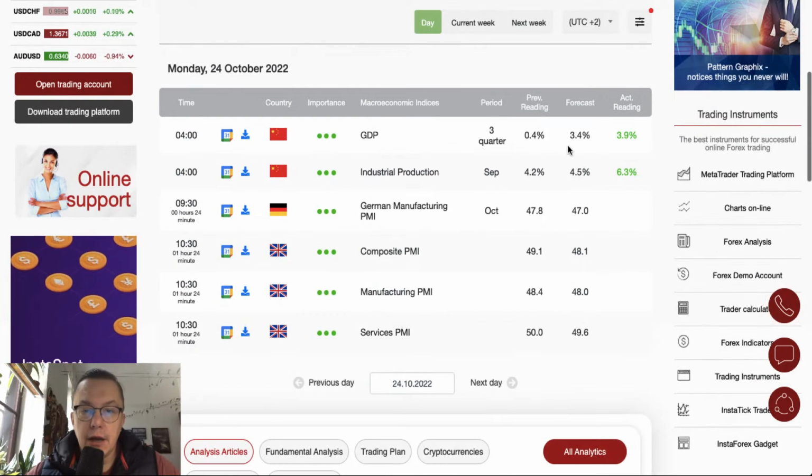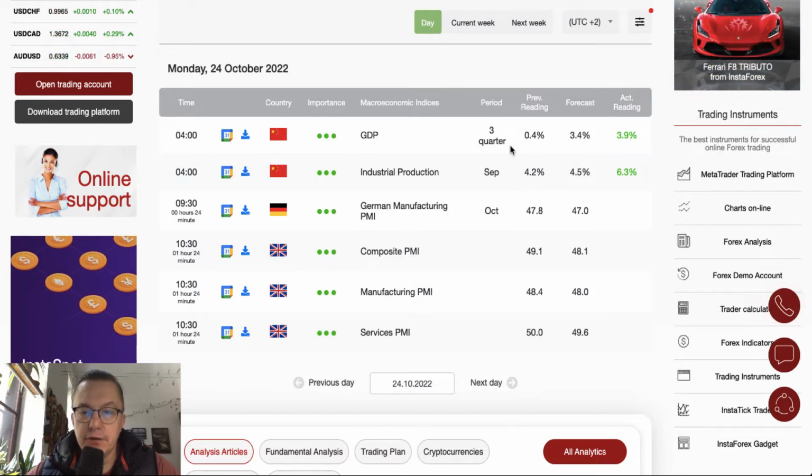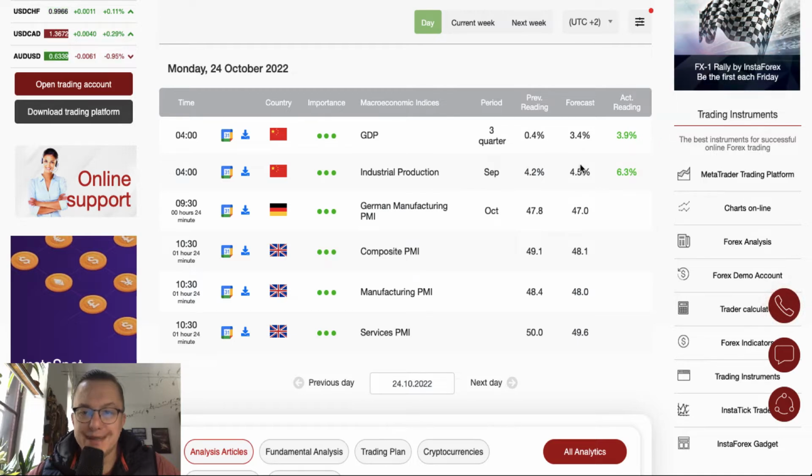So what do we have here are the most important data for the calendar, and it looks like the GDP from China and industrial production from China beat the expectations. The GDP for the third quarter was released at the level of 3.9%, beating the forecast of 3.4%, way above the previous reading of 0.4%. The same situation is with the industrial production. Actual reading was 6.3%, which beats the expectations of 4.5% and the previous reading of 4.2%.